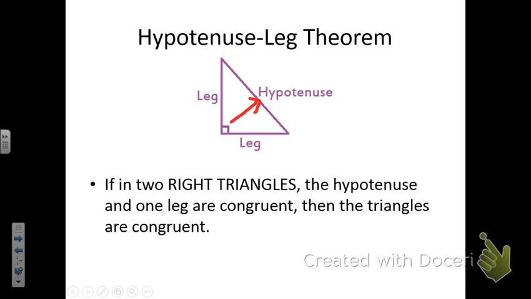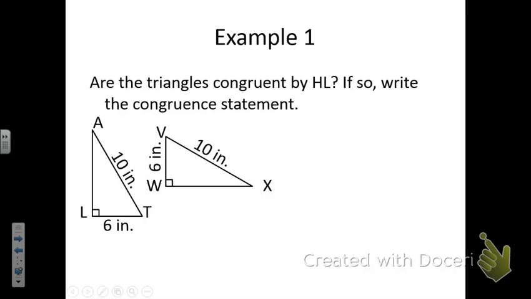So if the hypotenuses of 2 triangles are congruent, and they have a leg, and a leg is just the other 2 sides, okay? So they've got hypotenuse congruent, they're right triangles, and they have another side congruent, then they are congruent by hypotenuse leg. So in example 1, it wants to know, are the triangles congruent by hypotenuse leg? And if so, write the triangle congruent statement. Well, in order to determine hypotenuse leg, what's the first thing that we have to know about the 2 triangles? That they're right triangles. So are these right triangles? Yes.